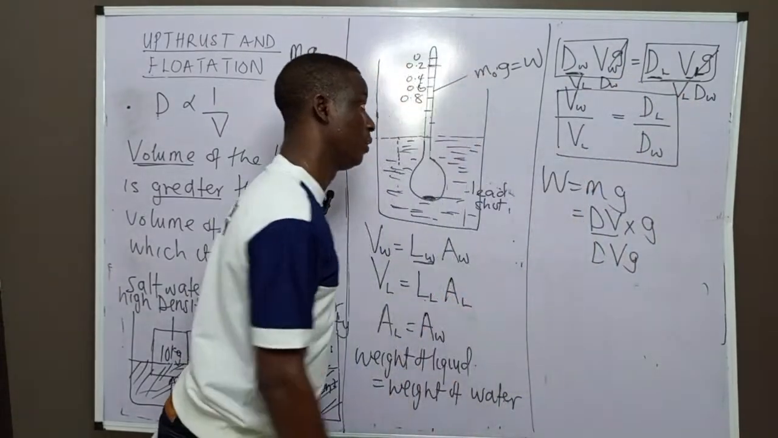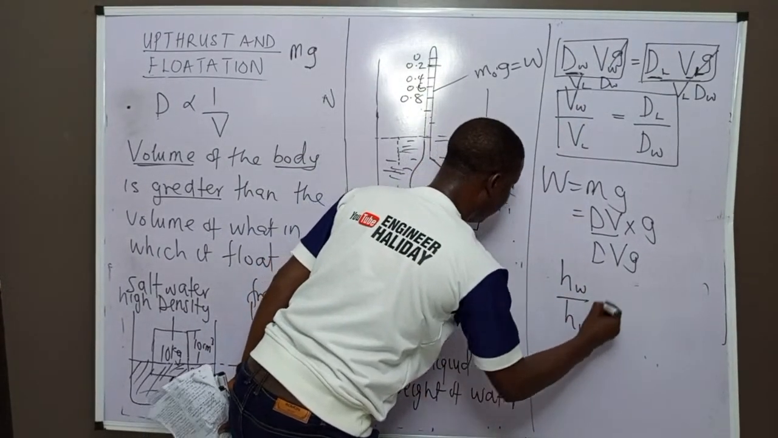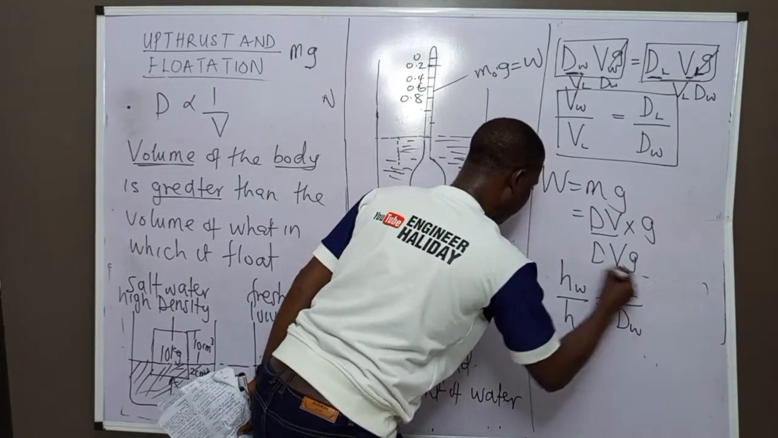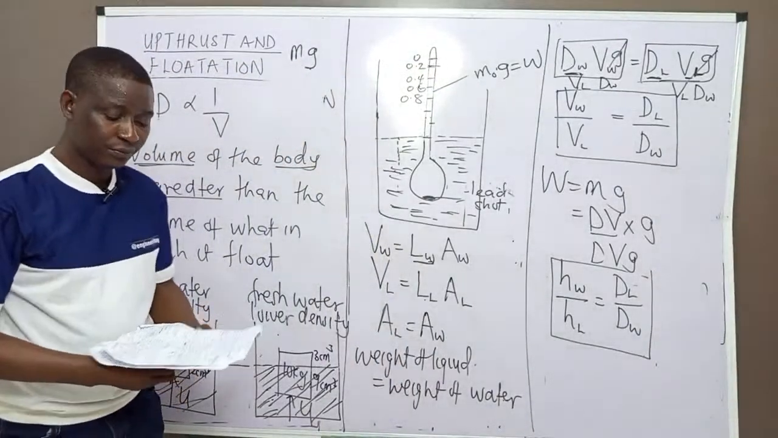Very important. Similarly, it can also be height of water over height of liquid equals density of liquid over density of water. Please take note of this. Very important for the hydrometer. It's talking about depth.